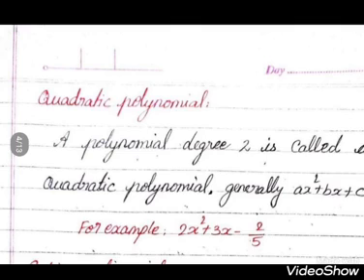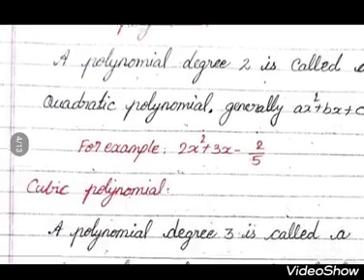Now, quadratic polynomial. A polynomial of degree 2 is called a quadratic polynomial. Generally, ax square plus bx plus c is the general form. For example, 2x square plus 3x minus 2 by 5. Here the highest exponent is 2, so we say this is a quadratic polynomial.